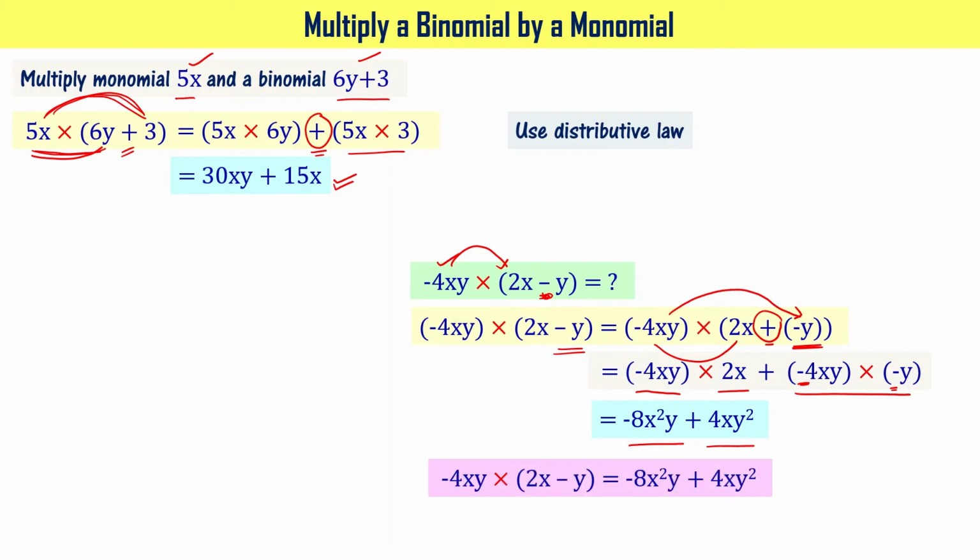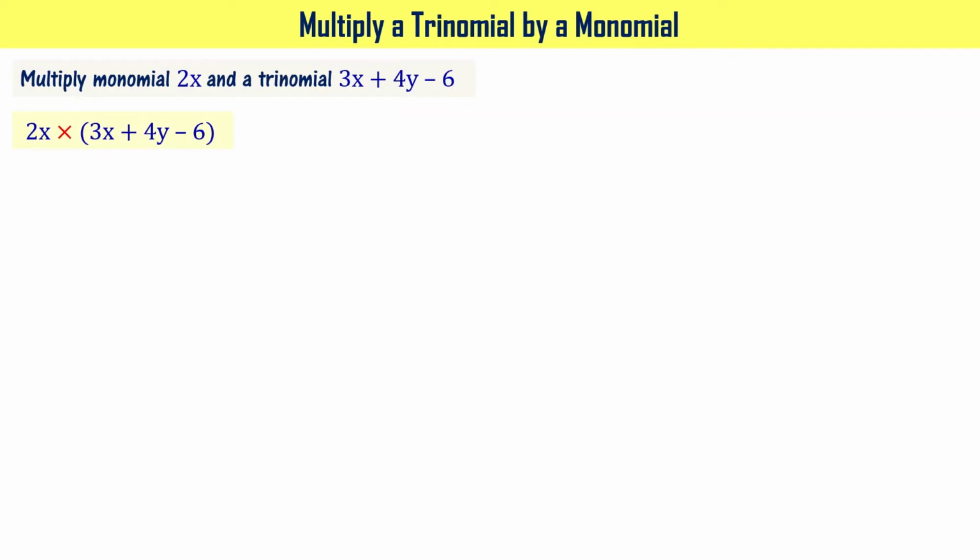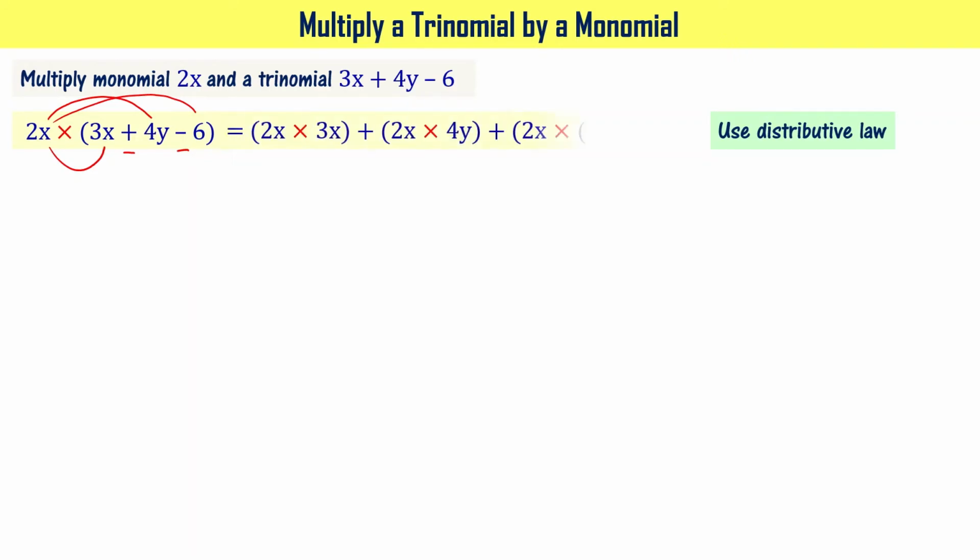Now, let's solve another problem. This is multiplication of a trinomial by a monomial. Let's multiply 2x and 3x plus 4y minus 6. What we would be doing is we would be multiplying these two first and then we'll be multiplying these two, and we are going to multiply these two and keep the signs in between, the plus sign and minus sign. Let's use the distributive law. That's what we have explained just now.